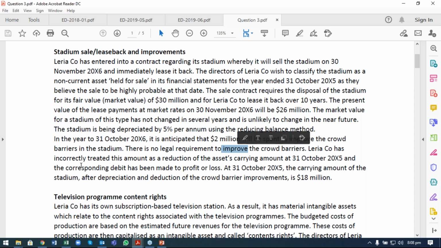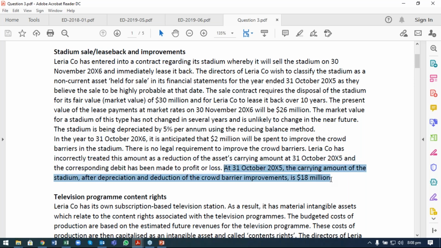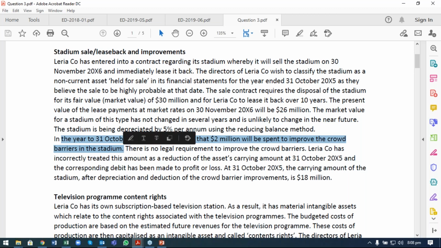But as far as the next line is concerned, it's mentioned within the question that the Laria company has incorrectly treated it and has reduced the carrying amount of an asset. That is, it has charged that capitalization of that item to the profit and loss account, right? And at 31st of October, the carrying amount, and the company has already charged it as an impairment to profit and loss account.